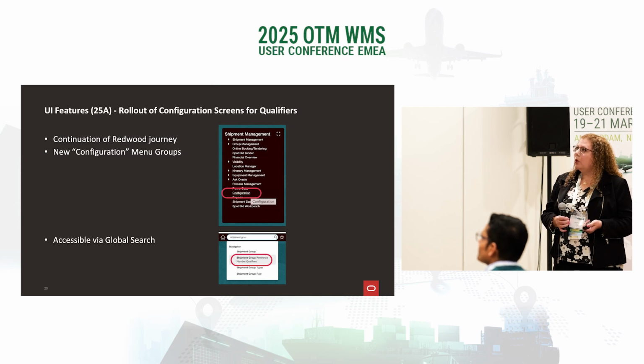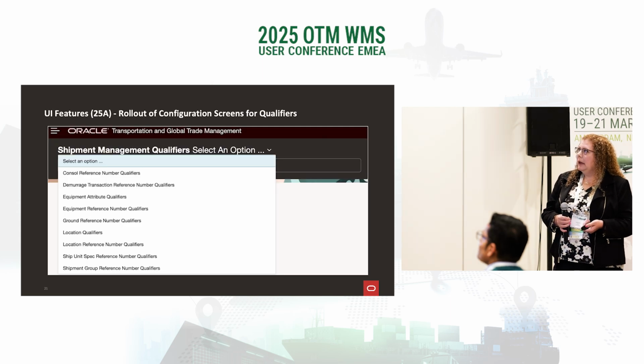And so far, we're rolling out a lot of qualifiers, like very simple screens. In the next few releases, we'll start to do more of the complex ones. We'll start with profiles and ones that have children and grandchildren and figure out how they'll look in the Redwood world. So they're now under the configuration grouping. They're also accessible through the global search.